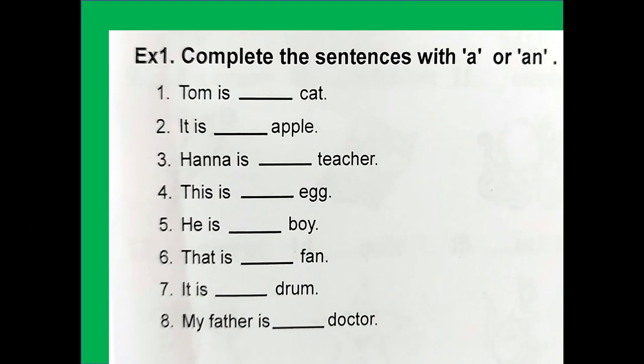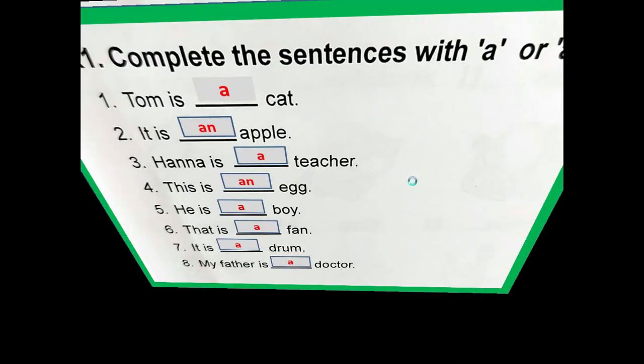Complete the sentences with "a" or "an." Tom is dash cat, it is dash apple, Hannah is dash teacher, this is dash egg, he is dash boy, that is dash fan, it is dash drum, and my father is dash doctor. Here you are going to use only "a" and "an," and just keep in mind that with words starting with vowels you have to use "an," and with words starting with consonants you have to use "a." Okay, let's check the answers.